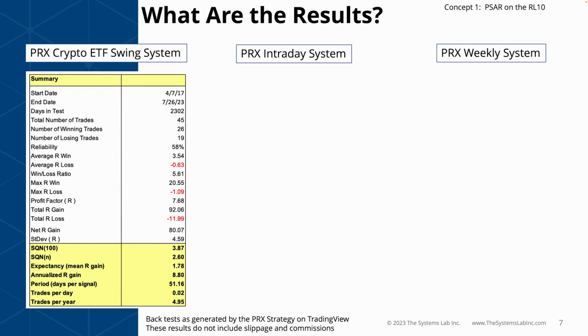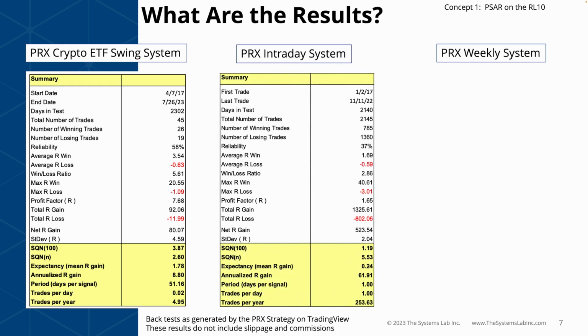So for the PRX crypto ETF swing system, we have an SQN 100 of 3.87, which by Dr. Van Tharp's definition makes it an excellent system. We have an expectancy of 1.78. Yes, the decimal point is in the correct place, not 0.178, but 1.78, which is very high for a swing system. The reliability is 58% and the win-loss ratio is 5.6 to 1.